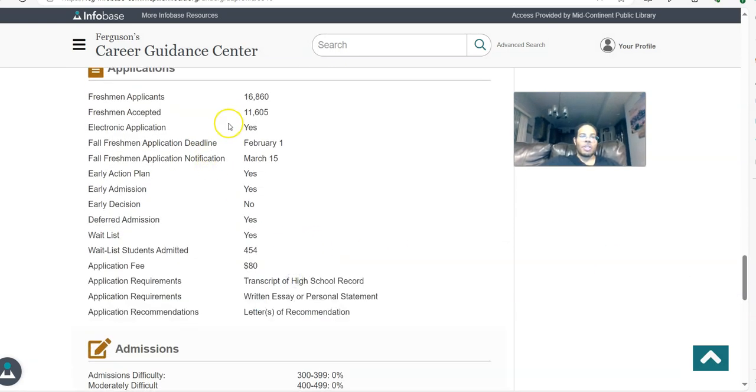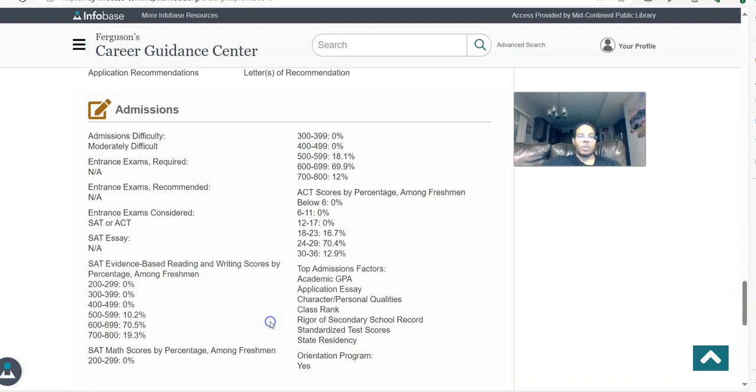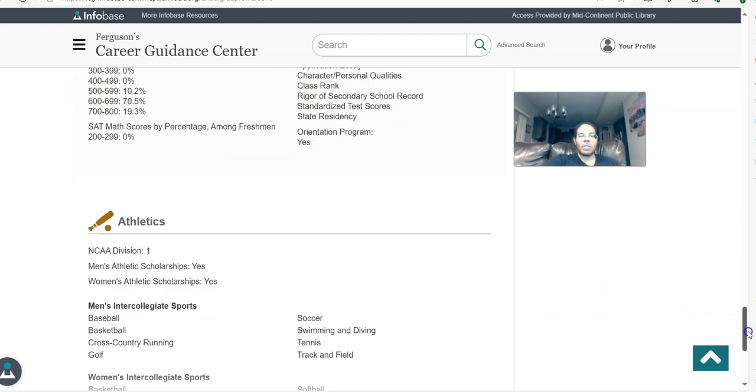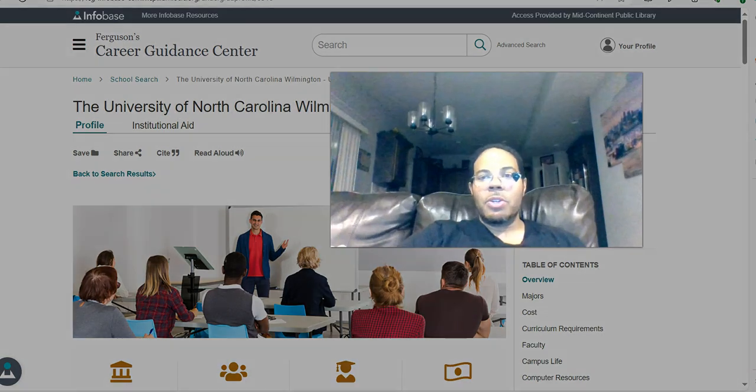Here are your applications and that sort of thing. So freshman applicants, they accepted a lot there. But the reason why the total enrollment isn't that much larger than this number is because not everyone who accepts actually goes on to attend the school, if that makes sense. You've got your waitlisting information there, application fees, and so on. Admissions, these are the various percentiles for your standardized tests, and then the athletics that are offered. So that can be very useful.